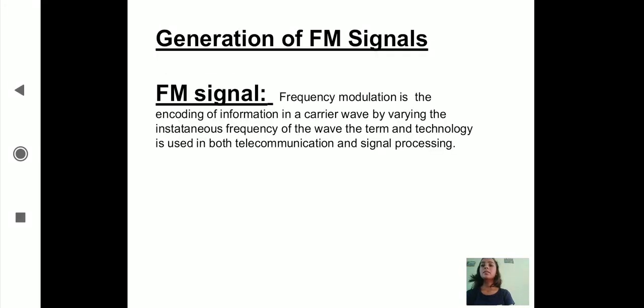Generation of FM signals. FM, frequency modulation, is the encoding of information in a carrier wave by varying the instantaneous frequency of the wave.